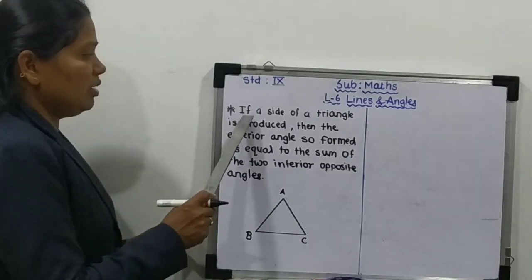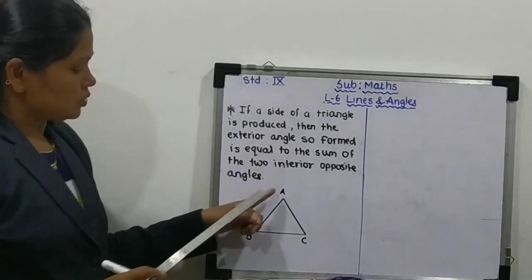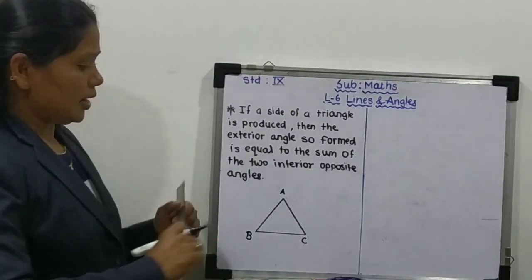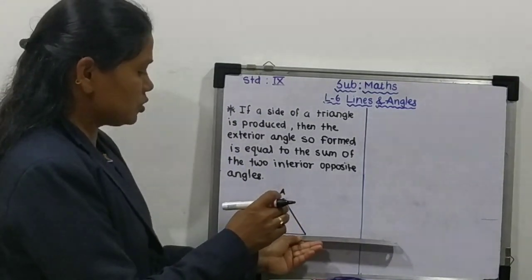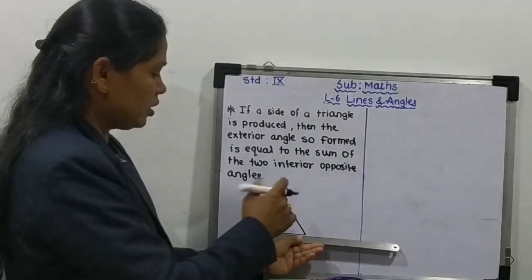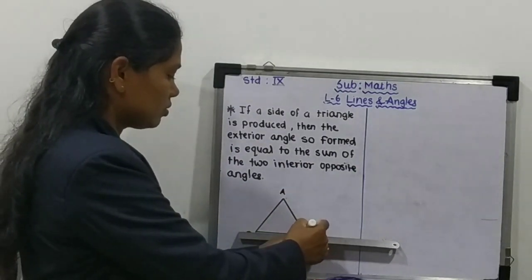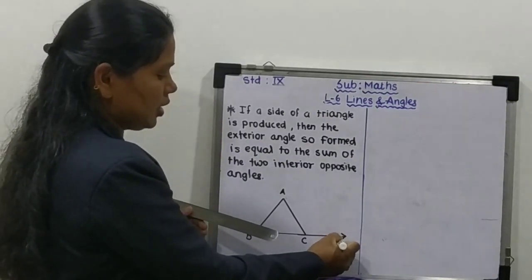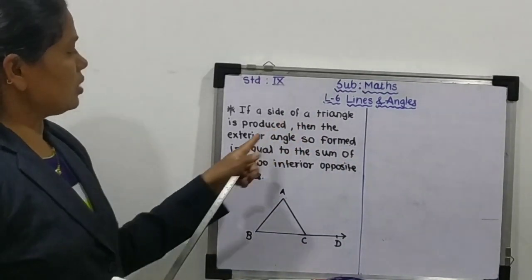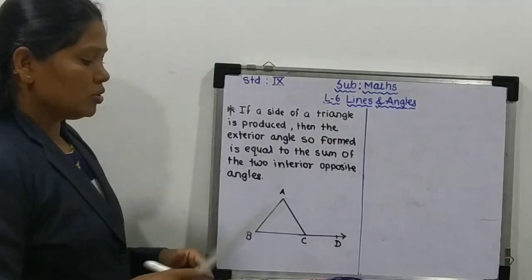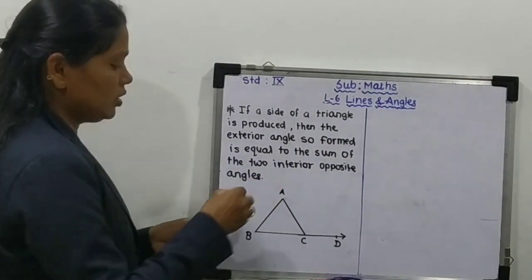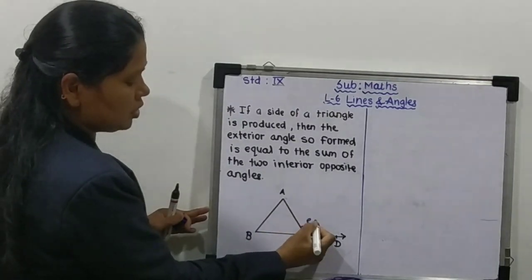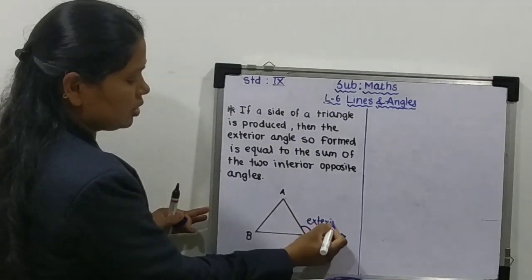Here, if a side of a triangle is produced, I have drawn triangle ABC and produced any one side. Produce means what? We are going to increase it. So, I increased it and labeled it as point D. Then the exterior angle is formed. Which is the exterior angle over here? Angle ACD. This is the exterior angle.